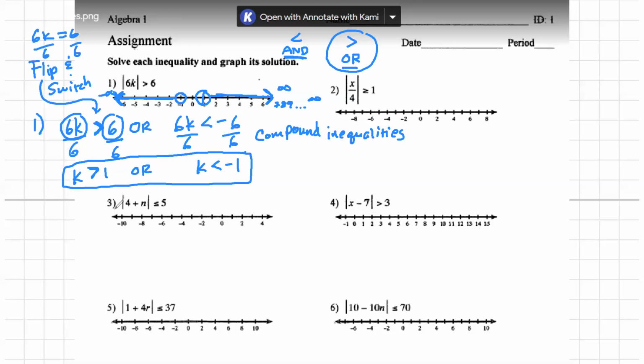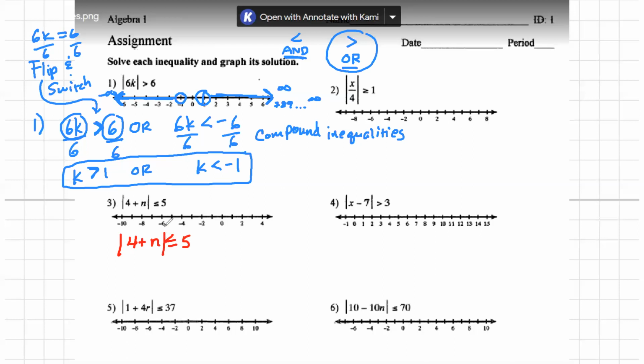Let's go on to number 3 because it's a less than problem. So I'm going to change my color here. Okay, so you want to copy down number 3. It's a less than problem. So I'm going to copy down 4 plus n is less than or equal to 5. And it has absolute value bars here, right? It has absolute value of 4 plus n.